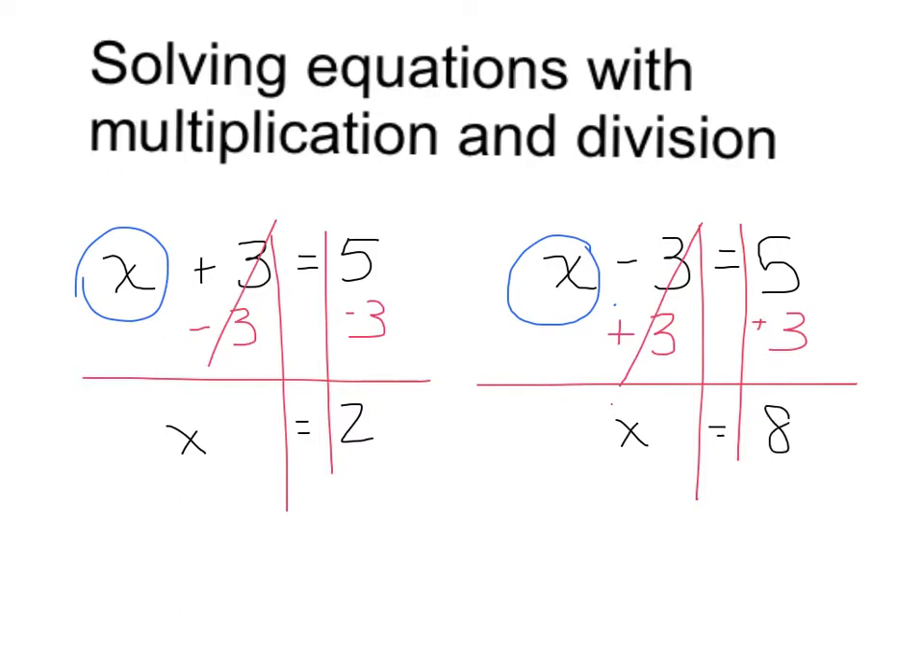So when I begin to look at situations where the x is being multiplied or divided, division undoes multiplication, multiplication undoes division. So for example, if I have 3 times x is going to equal 15, remembering that anytime I write 3x, it means 3 times x, even though that multiplication is not written, I'm going to undo that by dividing by 3.